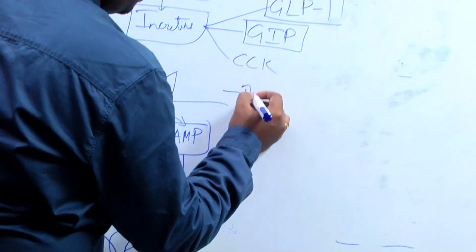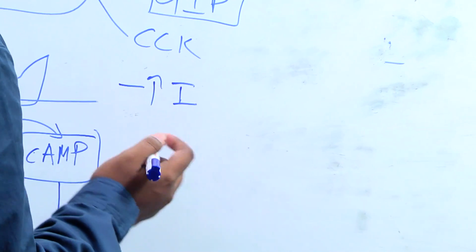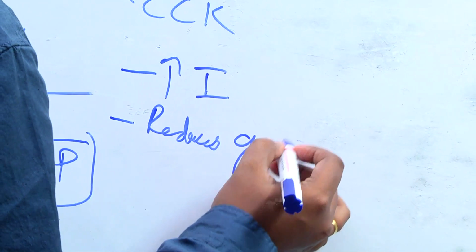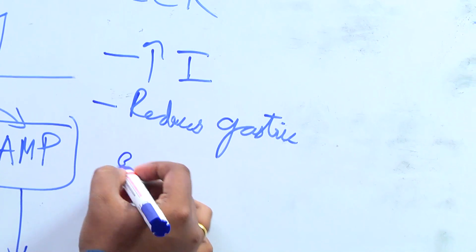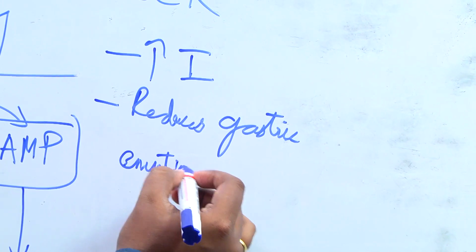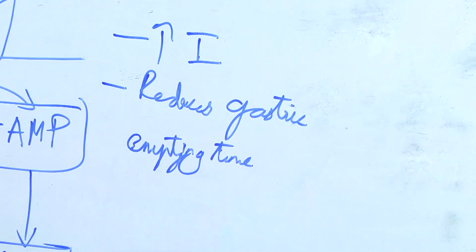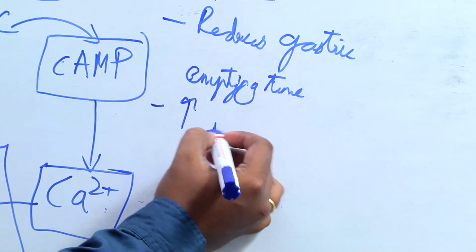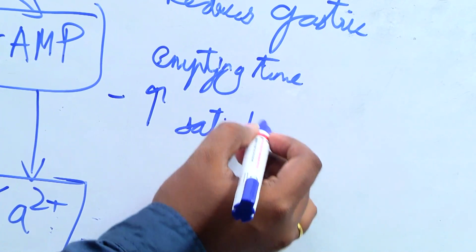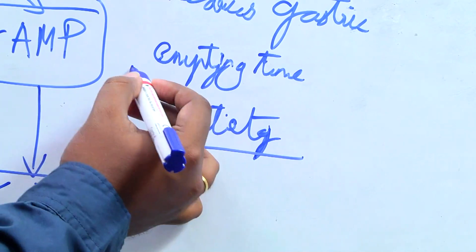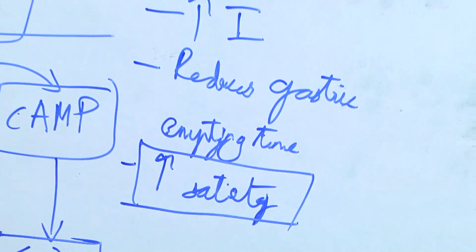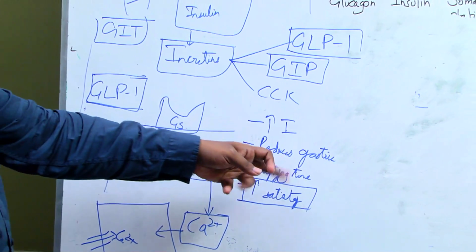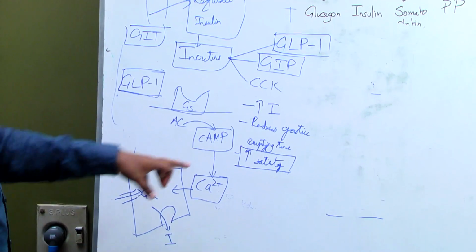That is the first thing. So it increases the insulin secretion. Okay. The second thing, it reduces gastric emptying time. So that is the second function of the GLP-1. And then third, it increases satiety. What is meant by satiety? So that is the lack of hunger. So you don't get hungry and it leads to decrease in obesity. First it increases insulin, next it reduces gastric emptying, and it increases satiety.